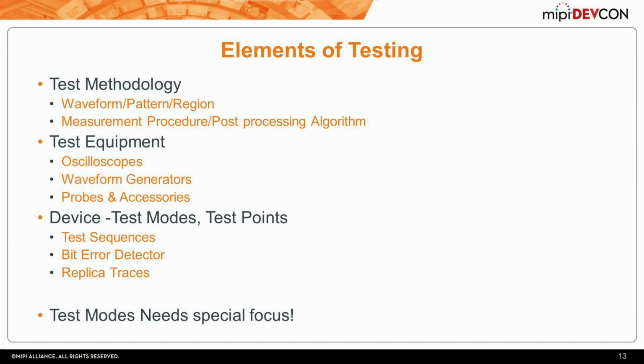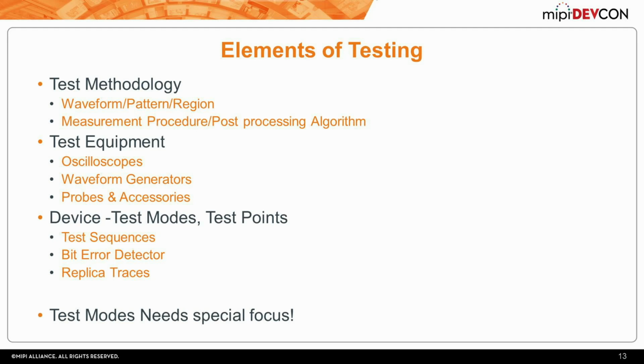Okay, before that, let's just talk about the various elements of testing, right? First, to test a design, you need a test methodology. For example, you want to test whether in a continuous mode or in a burst mode, or whether you want to process the sync bits, or the whole payload, or operate in a HS LP region. That's the test methodology. And then you would need the test equipment, whether in terms of the hardware, the probes, the accessories, and the software. And the third is the device test modes.